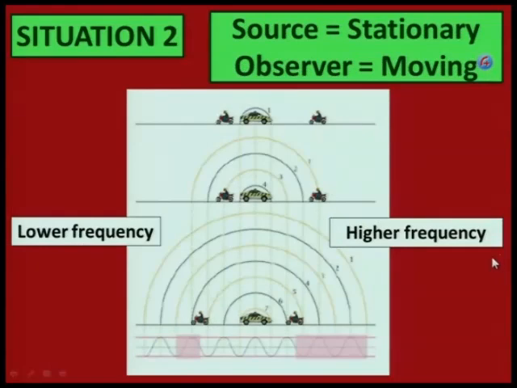Then we have a second situation where the source, the police car with the siren, is stationary and the observer is moving. If the observer moves towards the source, there will be a higher frequency because it is going through all these waves quickly. And the observer moving away from the source would go through waves slowly and therefore have a lower frequency.